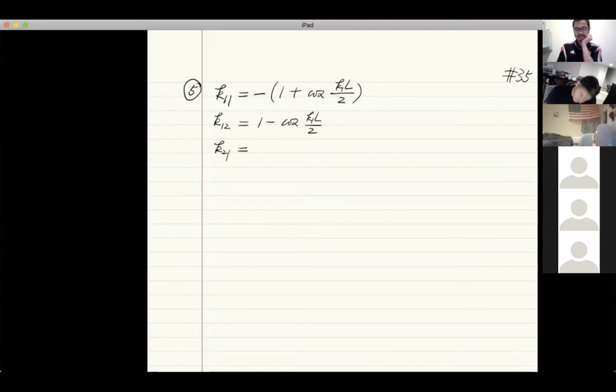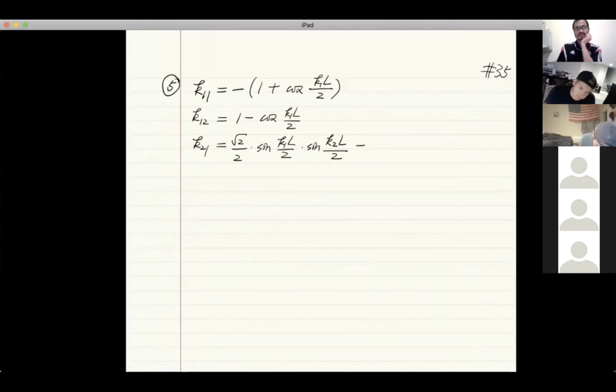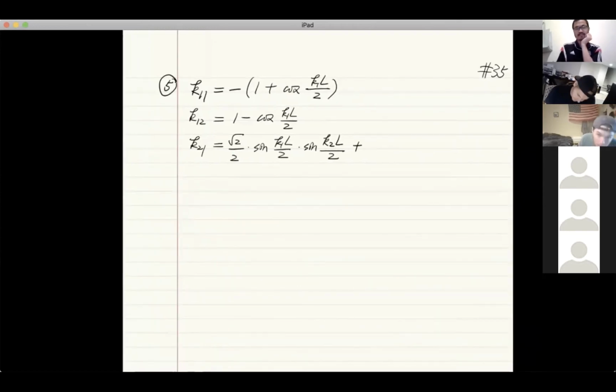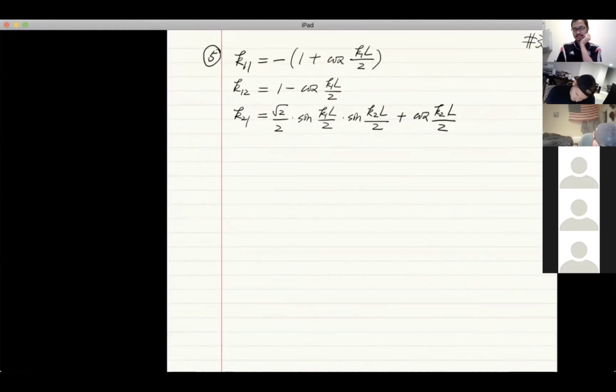K21 is, let's see, 2 square root of 2 over 2 times sine K1 L over 2 times sine K2 L over 2, plus comes the cosine part for K2: cosine K2 times L over 2. And for K22, you just reverse all these coefficients by the sine and cosine.